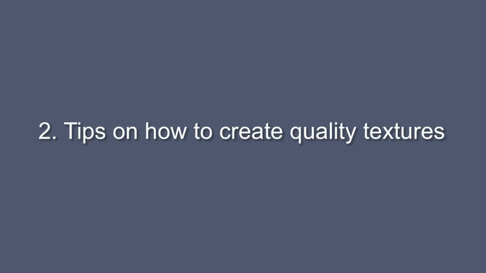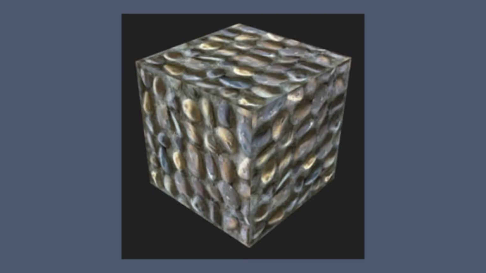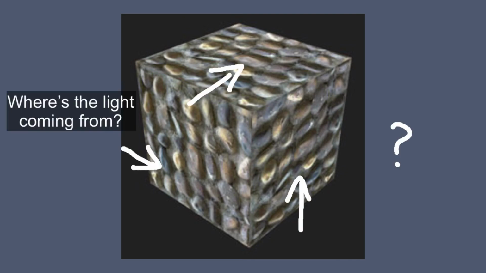Moving on, here are some tips on how to create quality textures. First, you need to be careful when using photographic textures. Photos tend to have higher contrast and shadows that often contradict the illusion you intend to achieve. In this example, you can see that the stones appear to be casting shadows in several different directions, making the product look unrealistic and less convincing.